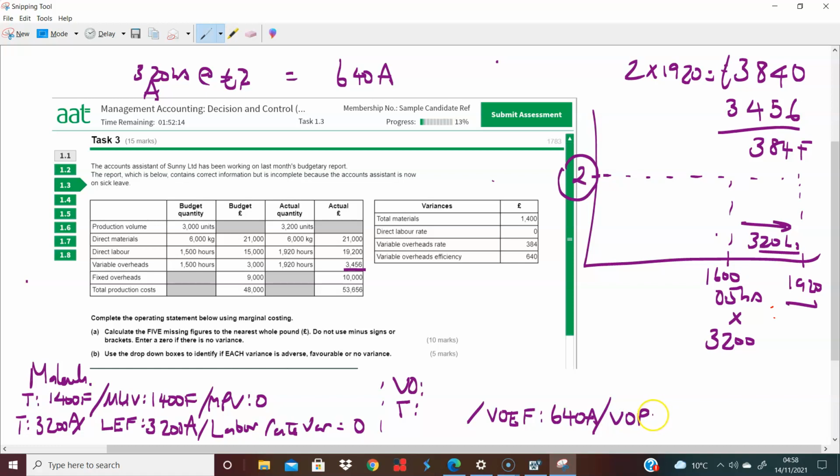So your variable overhead price or rate variance, or whatever you want to call it, is 384 favorable. Right. So you have two variances. You have 640 that's adverse and a rate variance that's favorable. So the difference, of course, will give you your overall variance. So let's just do that. That's 640 minus 384, and that's 256 adverse. Cool, great stuff. And then, oh, they did give it to us. Oh, there you are. They're both there, right?